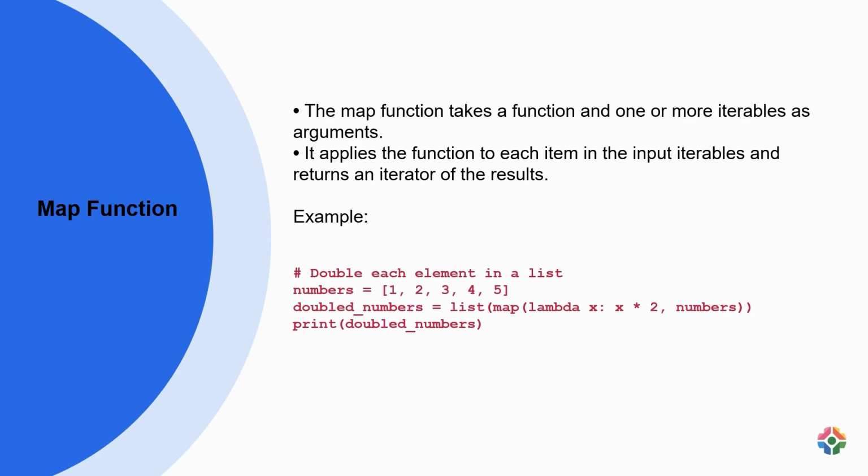For example, we use the map function to double each item from the numbers list. The result is a new list, doubled numbers, with each element doubled. And finally, calling print on doubled numbers will output 2, 4, 6, 8, 10. This showcases how the map function efficiently processes and transforms data in Python.